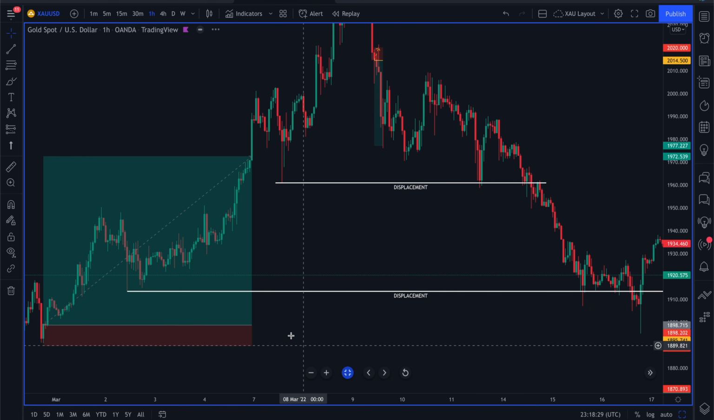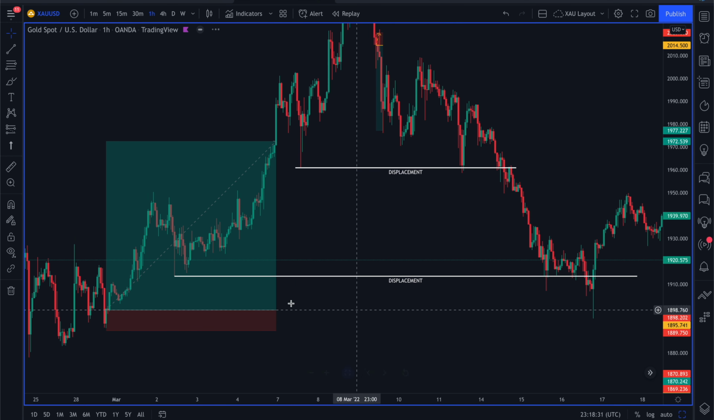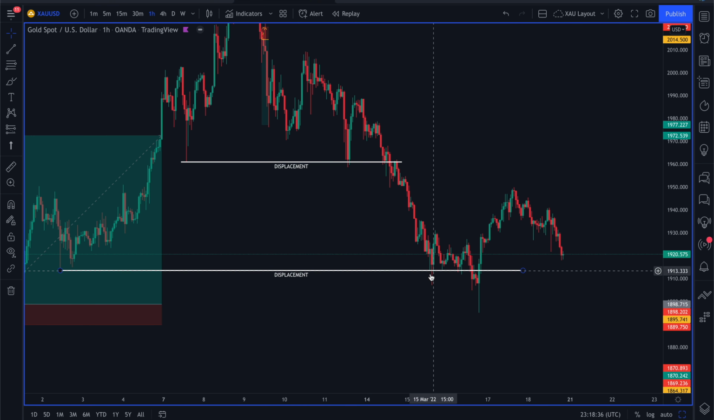Now on top of that, we move to another structural low, which was here. That has also been broken. We can see price has broken that low there. Now I believe this is a retest.